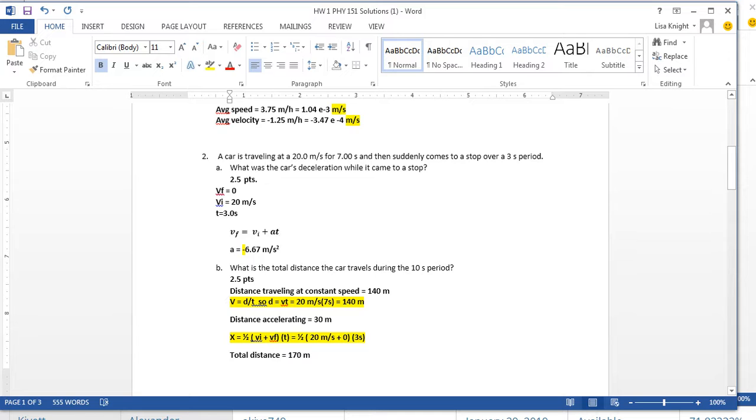So remember, I want the total distance, right? He went 140 meters when he was traveling at 20 meters per second, plus I have to add 30 meters for the distance that it took him to stop. So one thing that may help you is if you kind of sketch out a picture of what's going on, because really with these problems you have to conceptualize what's going on in the real world and then put the math to it.